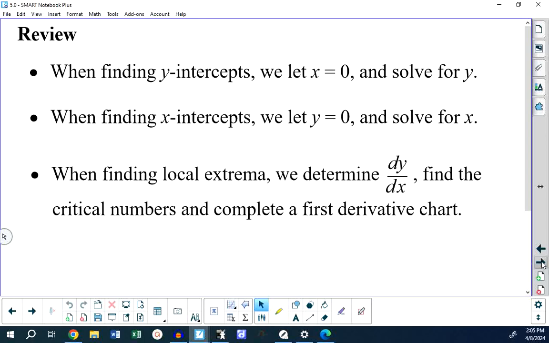When finding local extrema, so I'm talking here about maxima and minima, you determine dy/dx, you find the critical numbers, and you complete a first derivative chart. Everything we're talking about here and for the foreseeable future are open functions. We're not talking about closed functions, and we will review that when the time comes, but with a closed function, you don't need a first derivative chart. In fact, you shouldn't do one.